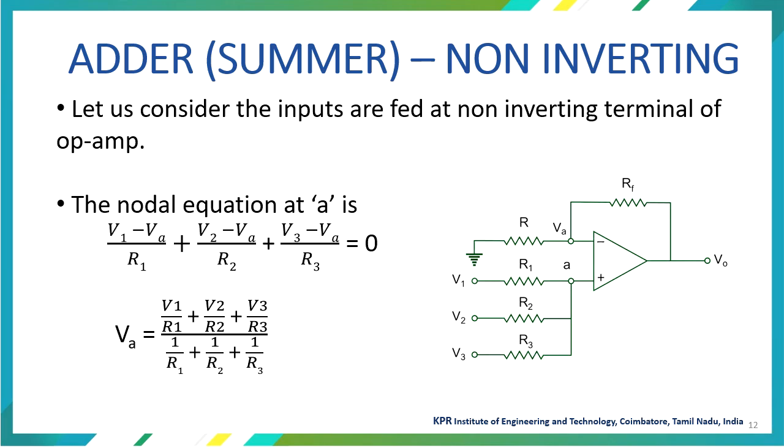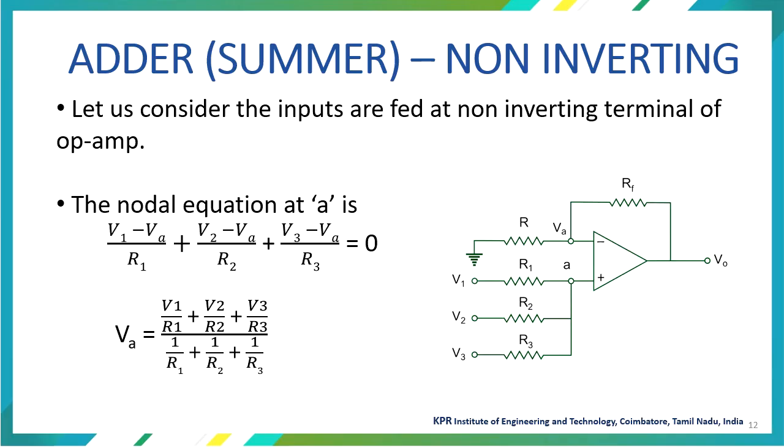The nodal equation is applied at the node A, which will be equal to (V1 minus VA) divided by R1 plus (V2 minus VA) divided by R2 plus (V3 minus VA) divided by R3, which will be equal to 0. So from this equation, if you are simplifying and you want to find the nodal voltage of VA, that can be applied at the inverting node.